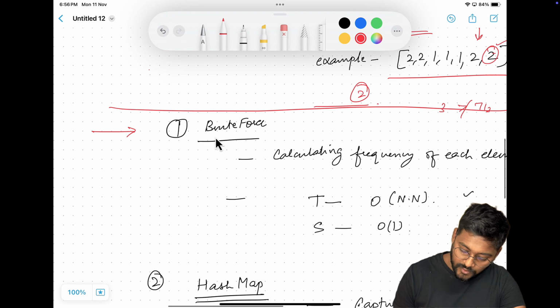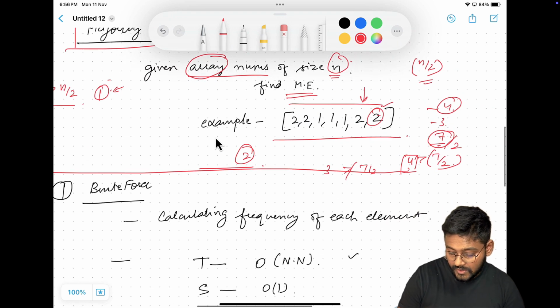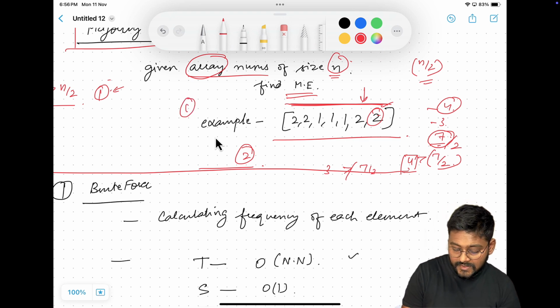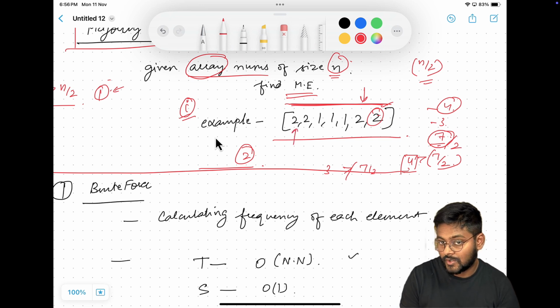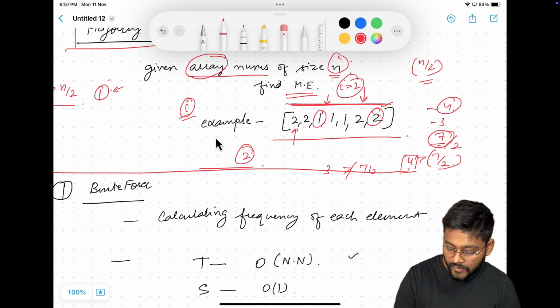Let's try to have a look at the brute force. How are we going to do that? Well, one thing that can come to our mind is why don't we just check whether the ith element is the majority element or not? Whether the first element is the majority element or not. How do we check? Just count the number of times the element is coming in the array. Let's say i is 2 and we are at this element.